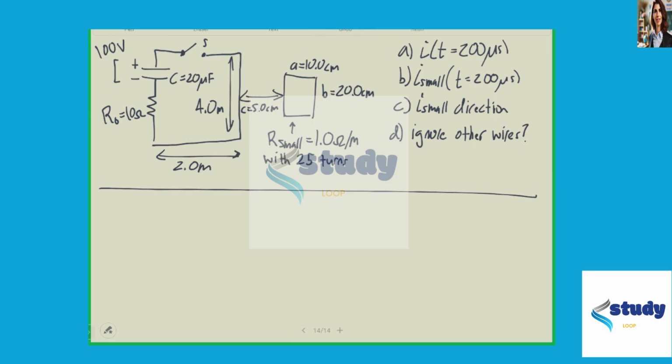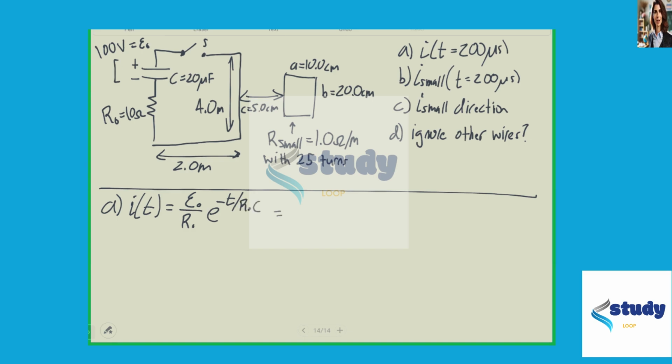So let's start by finding the current in the big circuit. When the switch is closed, this is a discharging capacitor because there's no battery. So we can use the formula for a discharging capacitor, and the current is the battery voltage divided by R0. This is the battery voltage, which is really the initial voltage on the capacitor, right? That's the actual voltage, times e to the minus t over the time constant, which is R naught times C.